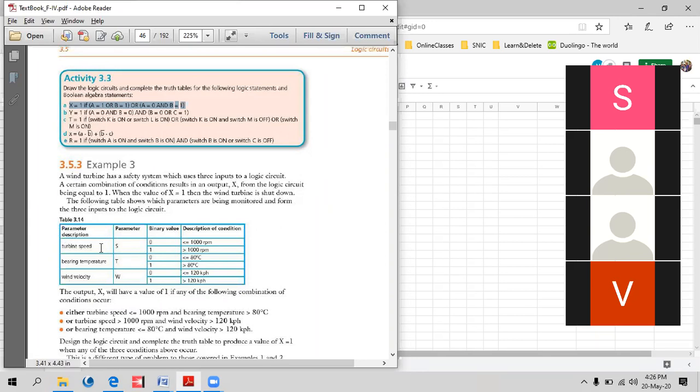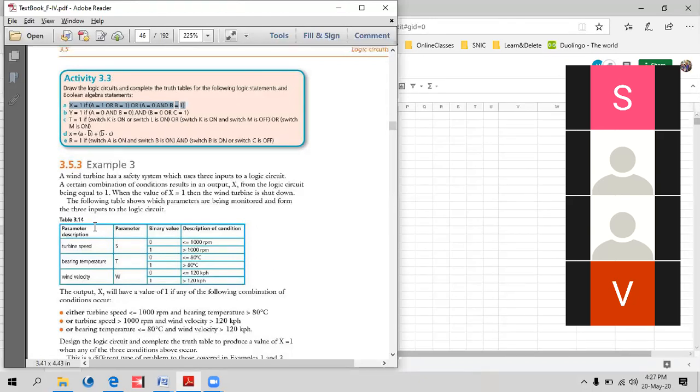So there is turbine speed, bearing temperature, wind velocity. So do you know the windmill? Wind turbine, you know the wind turbine system? There's a windmill, it's turning and then it's connected to this turbine which will generate electricity. Generally, you can get any other mechanical things done, but the most important utility is you can generate electricity. It works like a motor then.